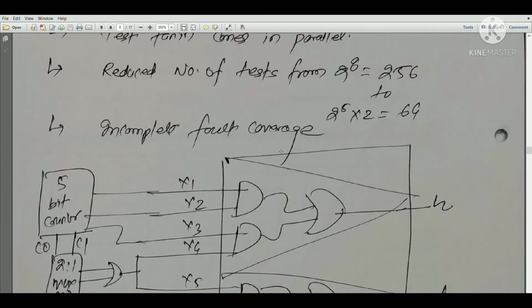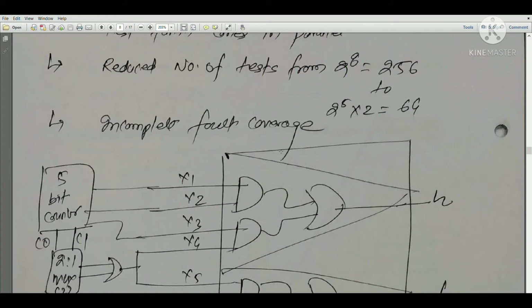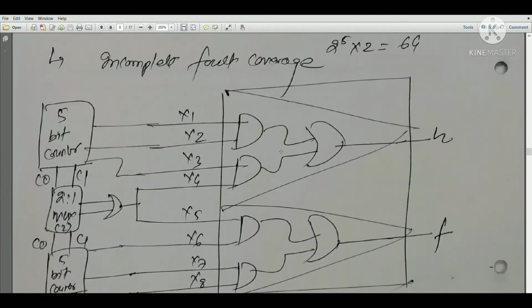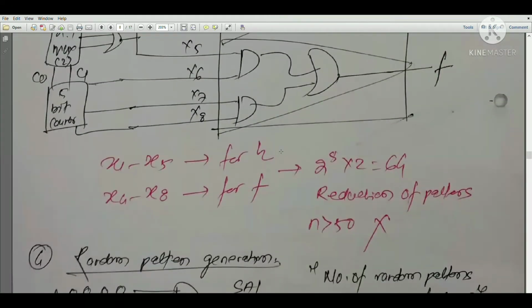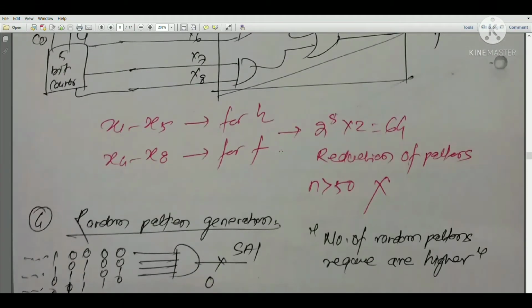Test patterns are reduced. The last topic is incomplete fault coverage. Sometimes you miss some logic because you are not applying it exhaustively. So it may happen that some wire, some connection, or some faults may be left out because of not applying the exhaustive logic here. So it is also not practical if we apply it for n greater than 50 inputs.